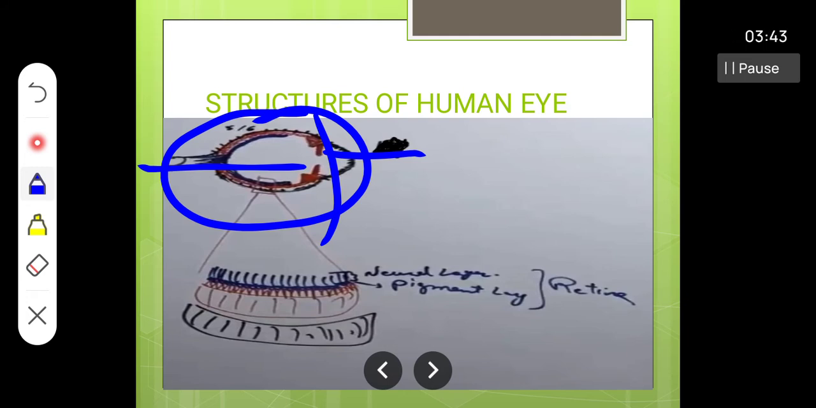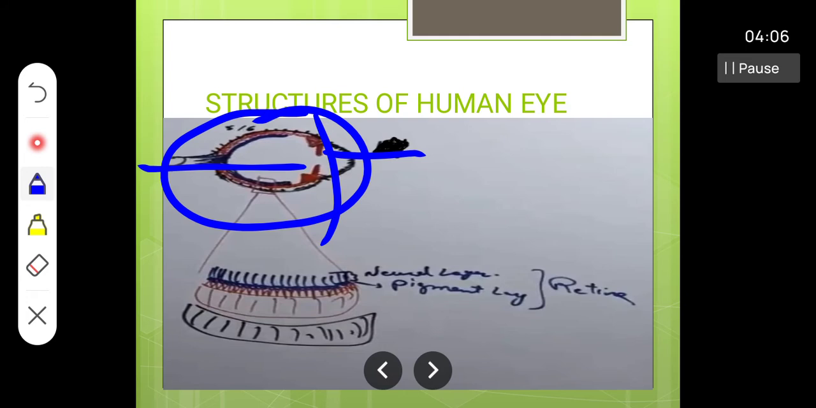Generally, the sclera is the white part. What we can see from outside as the white part of our eye is the sclera. The main function of the sclera is that it is a protective layer. It simply protects all the structures located inside the eyeball. So this is about the outer coat.